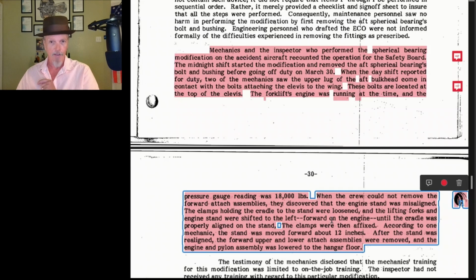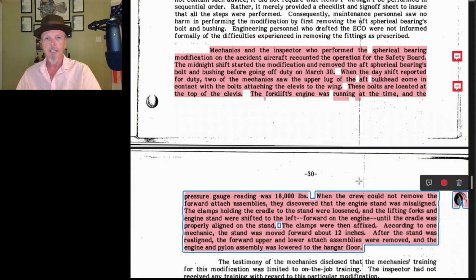The clamps were then affixed, so with the weight of the engine only on the forward mount, they loosened the clamps so that they could move the engine stand. That doesn't sound like a very safe practice to me. So according to one mechanic, the stand was moved forward about 12 inches. After the stand was realigned, the forward, upper, and lower attach assemblies were removed, and the engine and pylon assembly was lowered to the hangar floor.